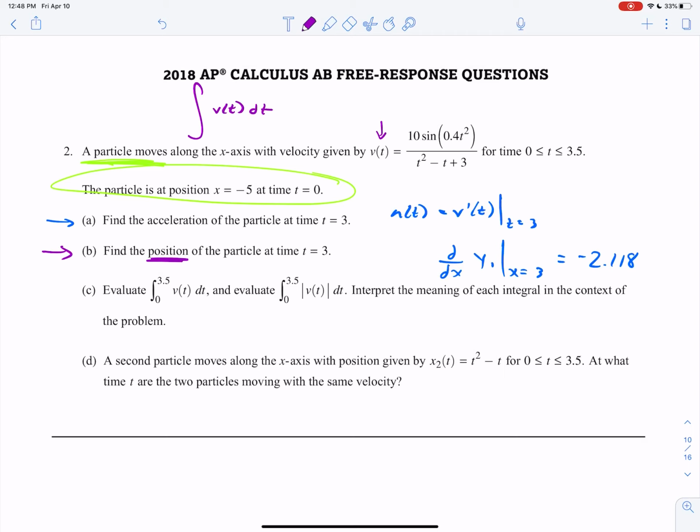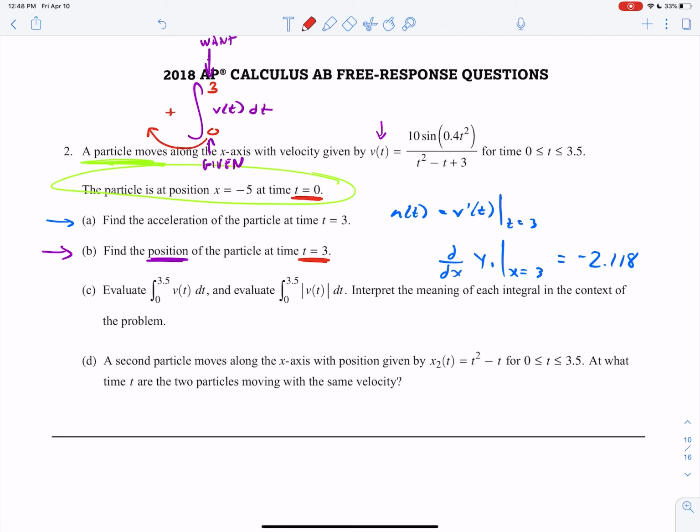So remember, I talked about this in a previous FRQ, I think in 2017. The upper bound is going to be what you want, okay? This is what you want. The bottom is what you're given. Okay, so what time are we interested in? We're interested in t equals 3. Now, what time are we given? T equals 0, okay? But remember, you have to consider where you started.